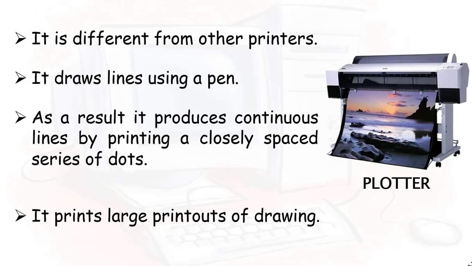A printer uses pins, laser beams, chemicals or heat for printing, but the plotter uses a pen for drawing lines. These lines are a closely spaced series of dots, and as a result we can print a very huge image. मीन्स कि ये जो प्लॉटर होता है वो सबसे बड़ी बड़ी इमेजेस को प्रिंट करने के लिए यूज होता है.